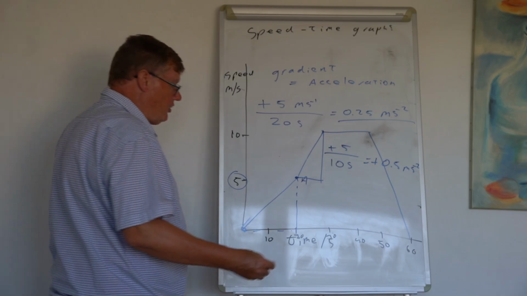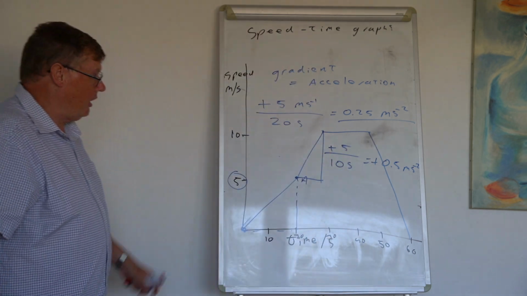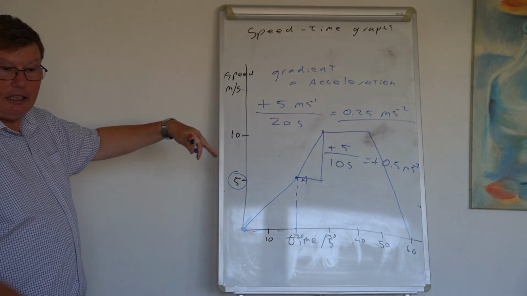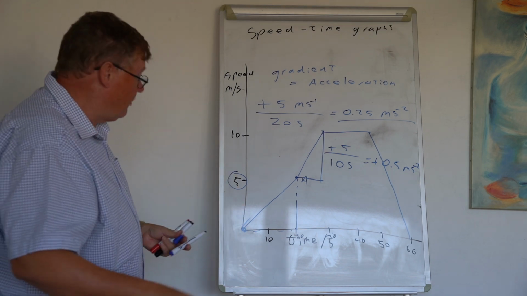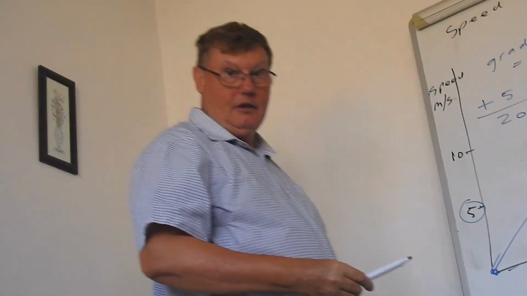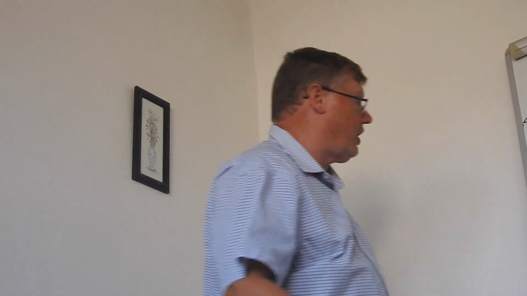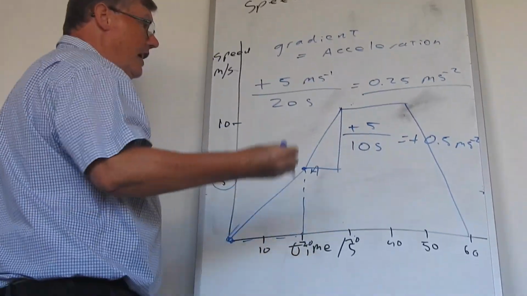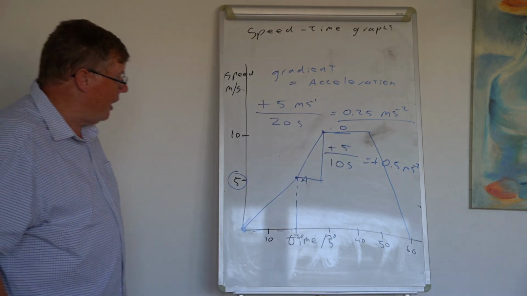What was the acceleration between 30 seconds and 50 seconds? Well, the line is flat. It's not moving, which means the speed is constant. The speed is constant. Acceleration is 0. Acceleration is not changing. Speed is constant. Acceleration is 0.